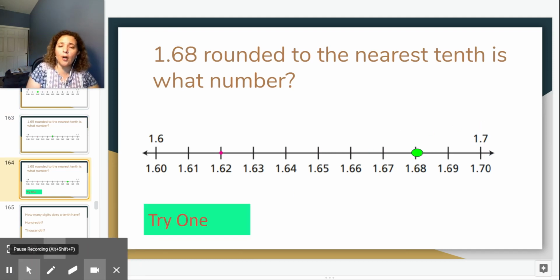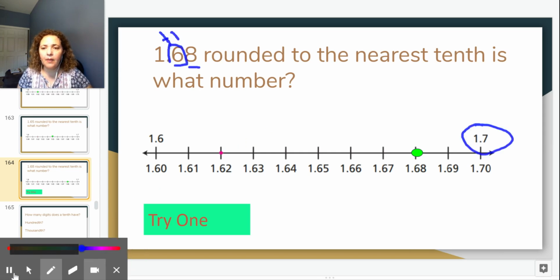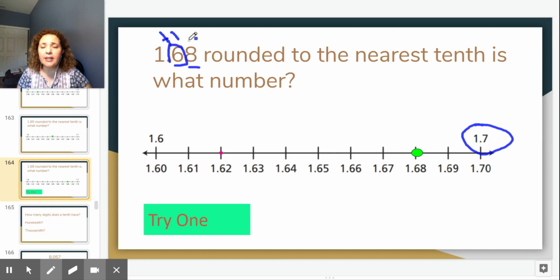All right, so you try one. 1.68 rounded to the nearest tenth. What number would that round to? Pause the video and round it. All right, so did you come up with 1.7? You boxed in the 6, right? And that's our target number. We're going to round to the tenths. And I saw that it's an 8, so it means I need to round up, so I need to add one more, so 1.7. And you can see in our number line, it is 1, 2 away from 1.7.